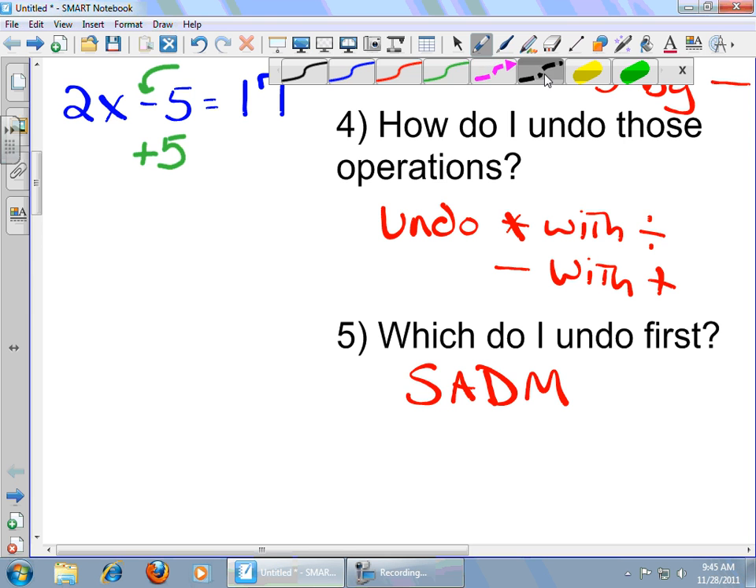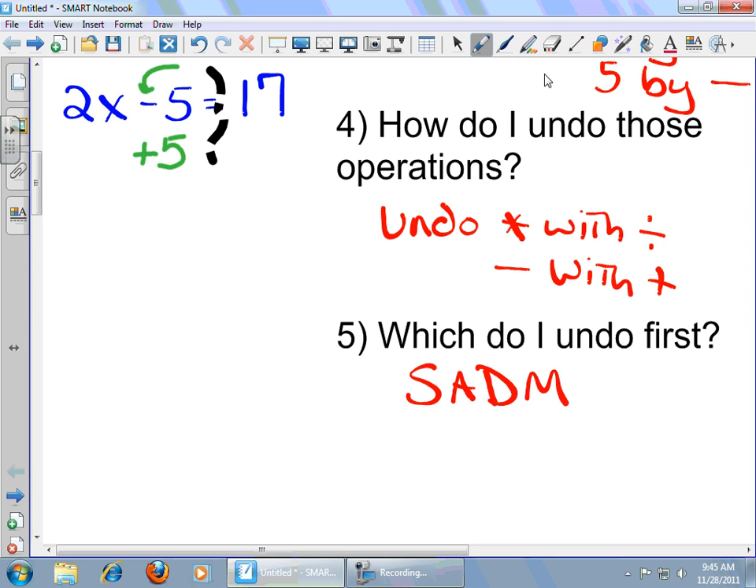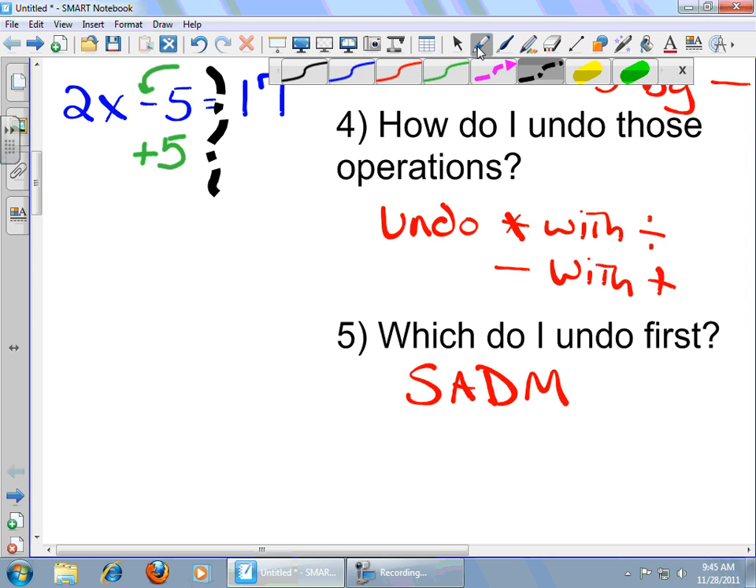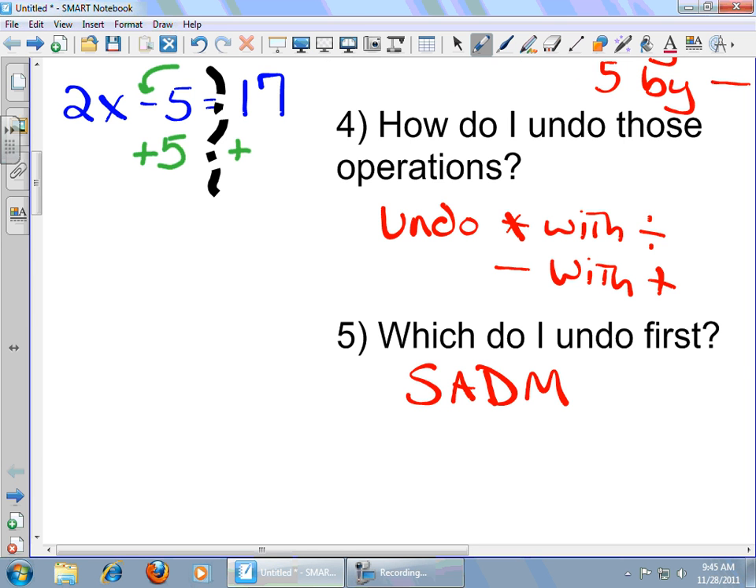Warning signs. If I add 5 to the left-hand side of the equation, I must add 5 to the right-hand side of the equation. This will change my equation. Those cancel. Notice I didn't scribble them out, I just drew a line through. 2x is going to equal 22, right?